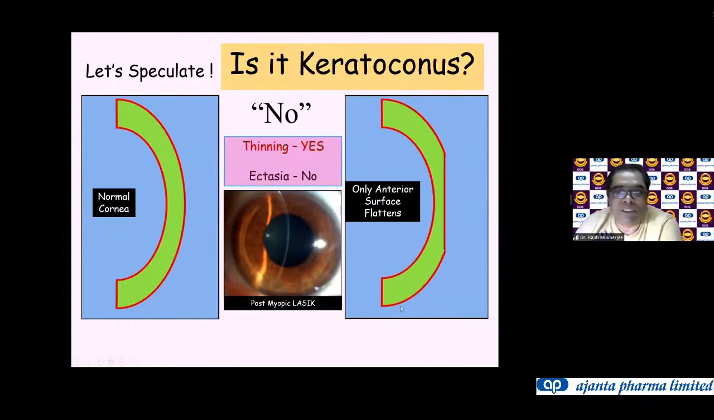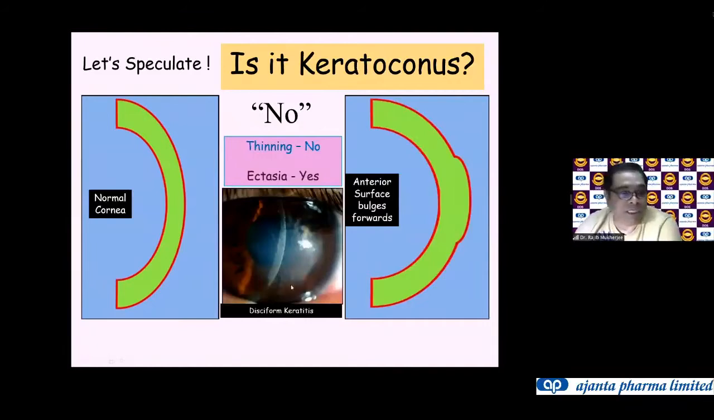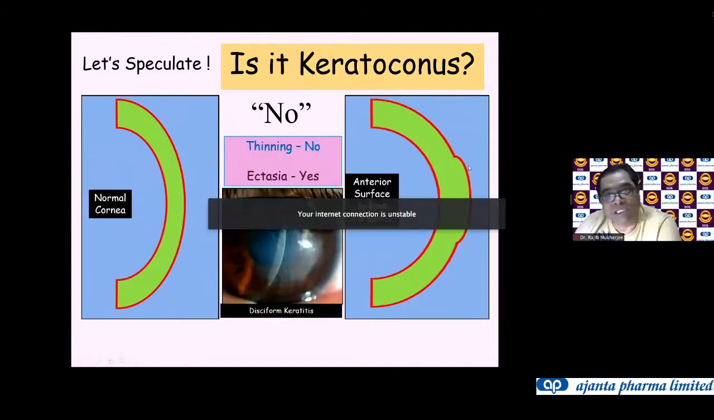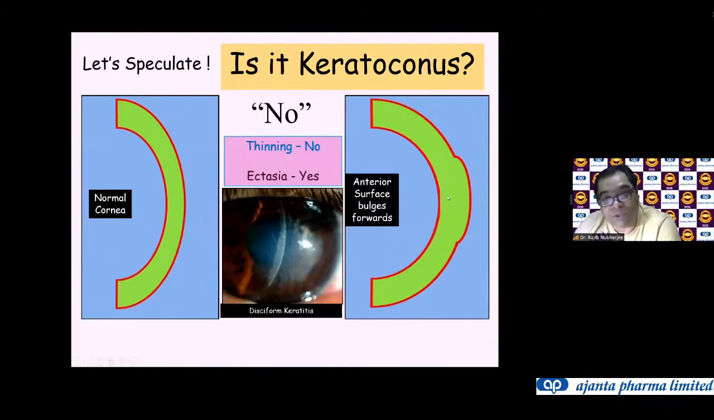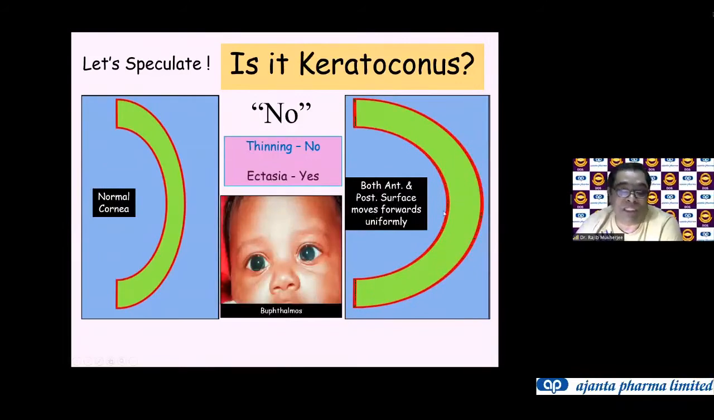Now, what I'm trying to depict is a post-myopic LASIK cornea, where we know that the anterior surface has been flattened. Criteria of corneal ectasia. So now let's look at a case of disciform keratitis, where there will be bulging of the anterior surface, but there will be no thinning. So then again, we don't have both the factors together. A case of buphthalmos, where there will be a bowing forward of both the corneal planes, the anterior and the posterior, but there is no thinning. Hence, we don't qualify it as ectasia.